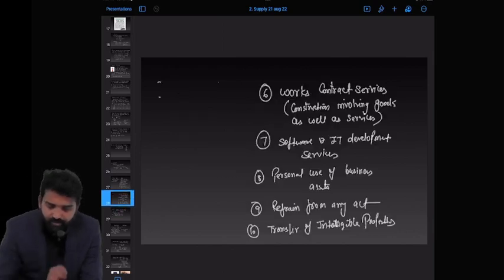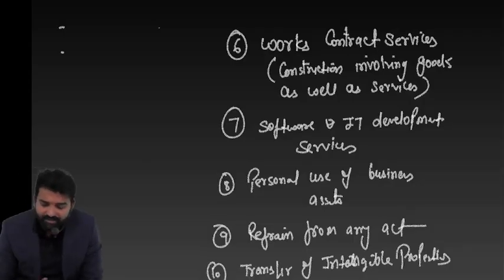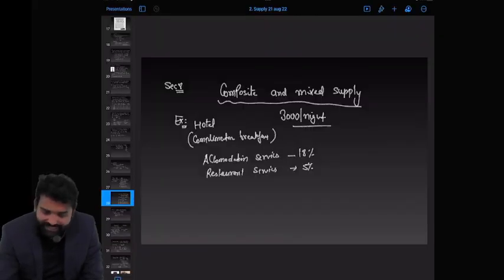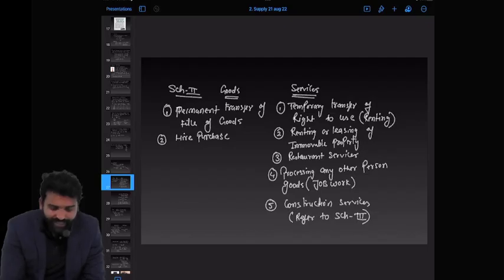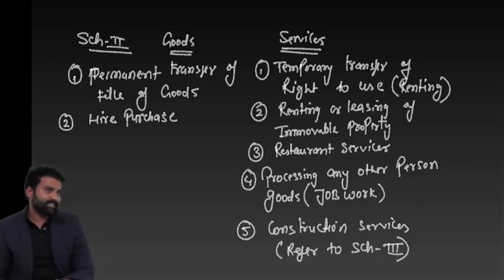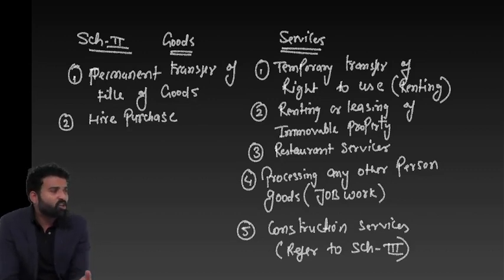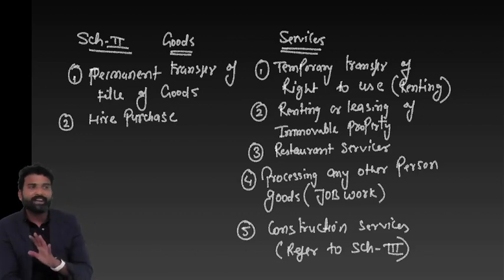Now there is one more thing, but I think that is not that much important. It is about Schedule 2 that talks about the list of goods and services. What should be goods, what should be services. That is not that relevant because it clearly says what should be treated as supply of goods and what should be treated as supply of services. That is not that very important.